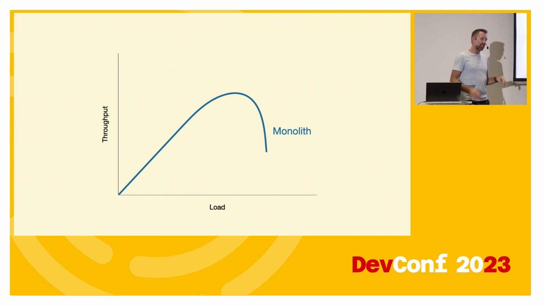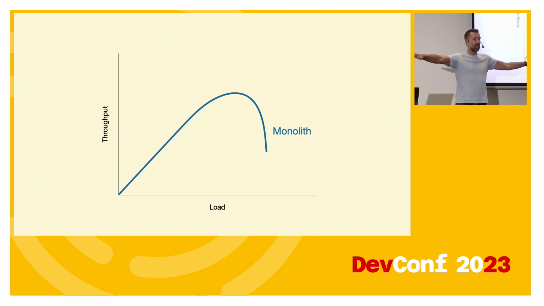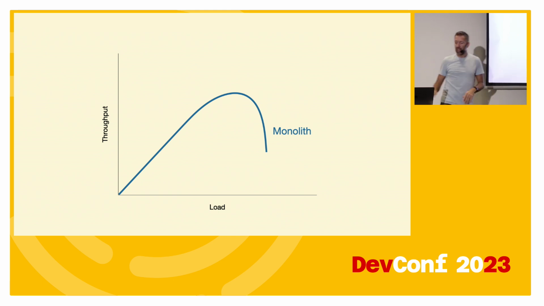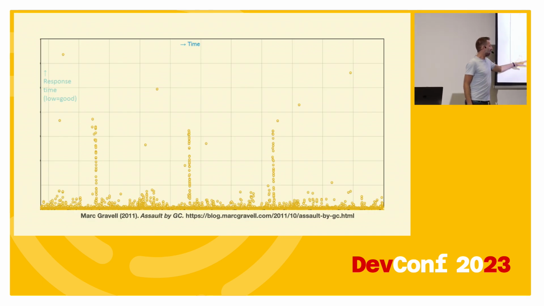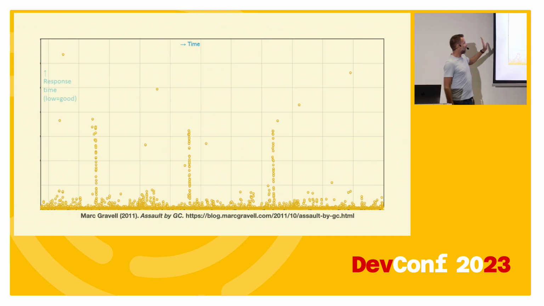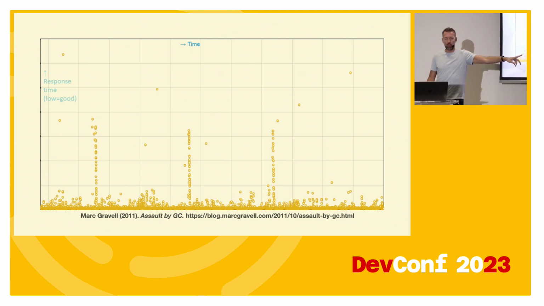And when .NET does a Gen 2 garbage collection, that's a stop the world event, right? All user threads are paused. Only the thread doing the garbage collection is allowed to run, and then all the threads resume. Now that is a real-world problem. This is from a blog post by Mark Gravel, who used to work for Stack Overflow. This is Stack Overflow's throughput graph, or rather it's the latency for web requests.